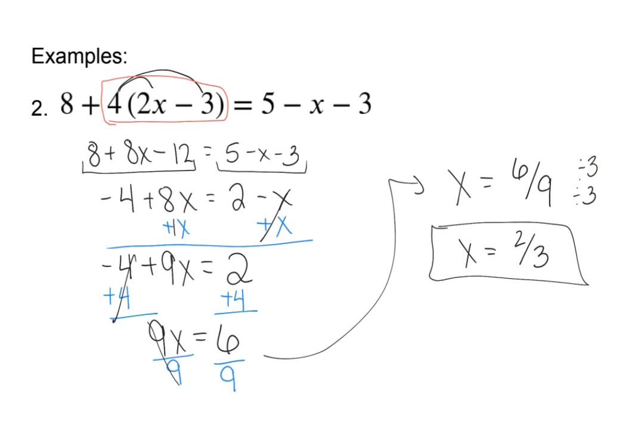Always, always, always. If you had time and wanted to check this, you could put 2/3 back in everywhere that you see an x, and this side should come out to be the same as that side.